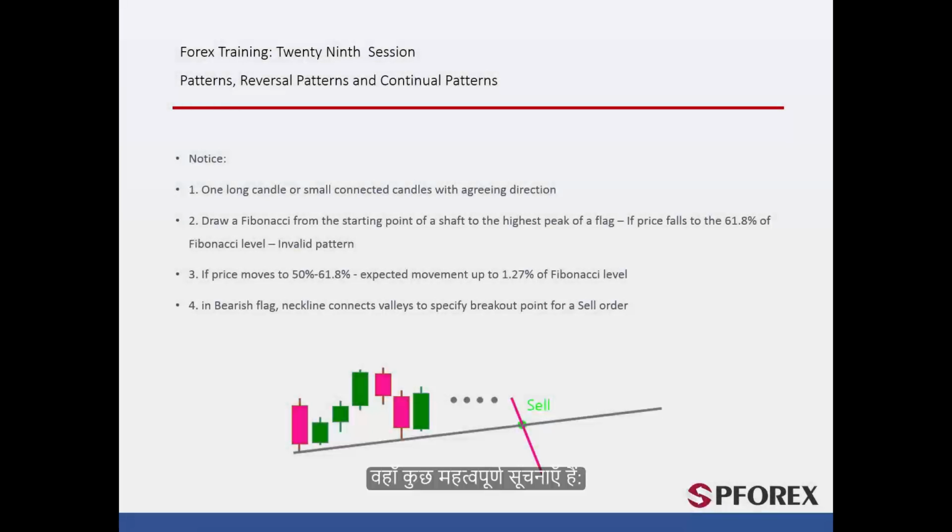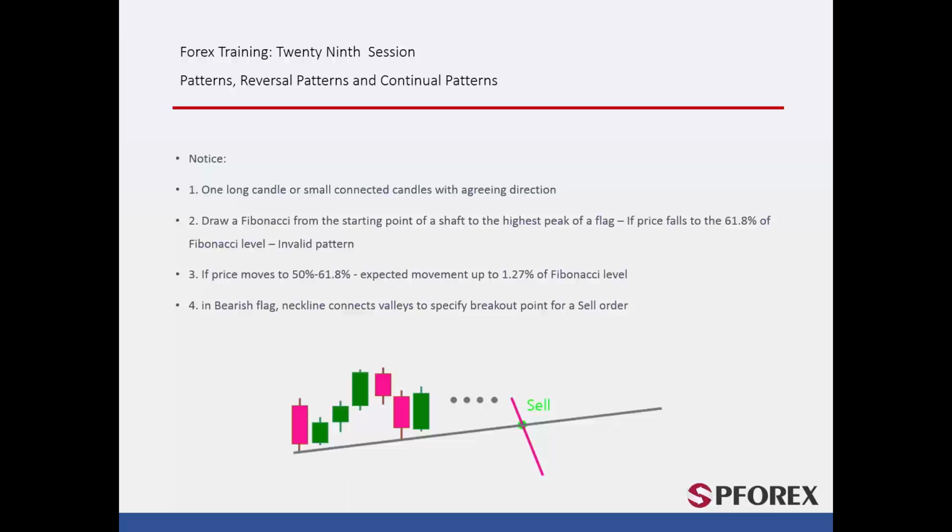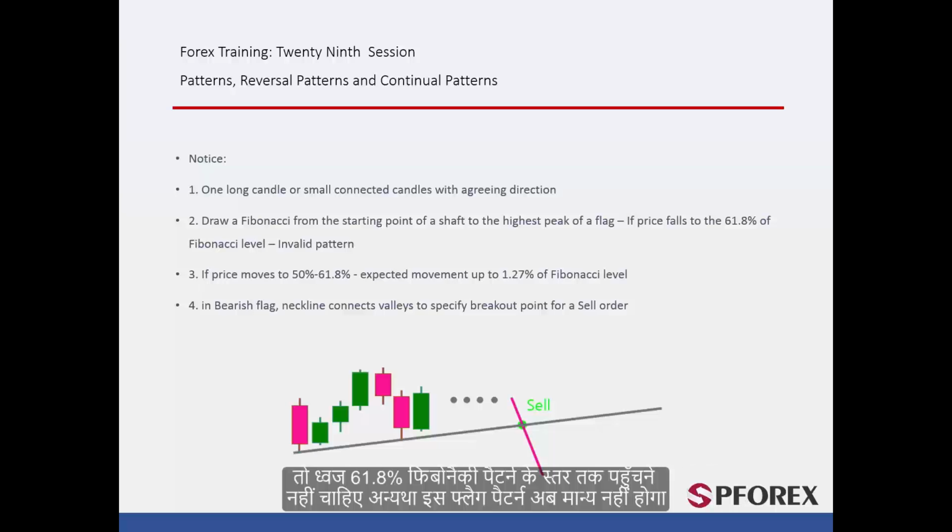There are some important notifications. The shaft can either be a very long candle or consist of multiple connected small candles in the same direction. If a trader draws a Fibonacci pattern on the shaft, the flag must not reach the 61.8% level of the Fibonacci pattern. Otherwise, this flag would not be valid anymore.